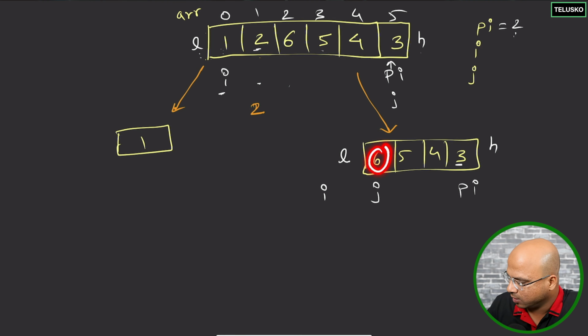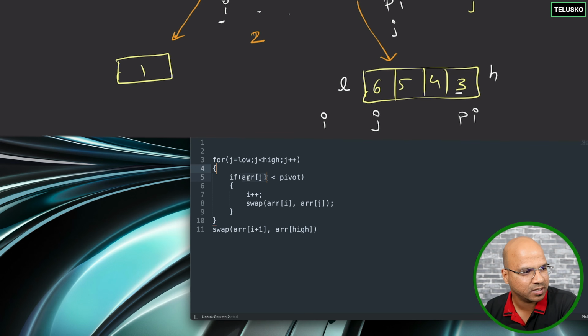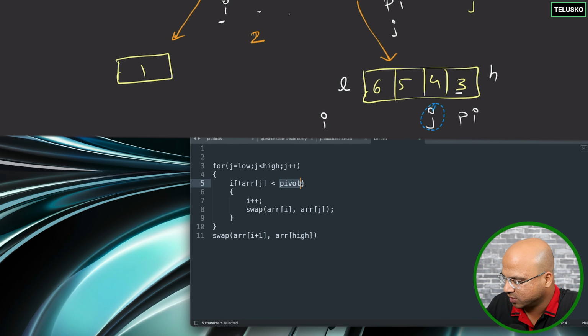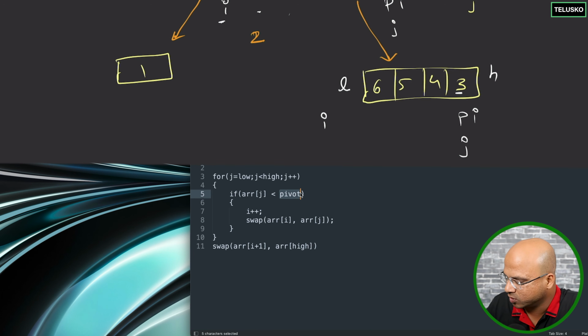Is 6 smaller than 3? Look at the algorithm which we have done. Is 6 smaller than the pivot? The answer is no. So you will simply move your j here. Again, check, is it small? No. Shift, is it small? No. Then again goes here, is it small? No. Then what you do is you have not done any swapping, but at the end we got one more logic, right?